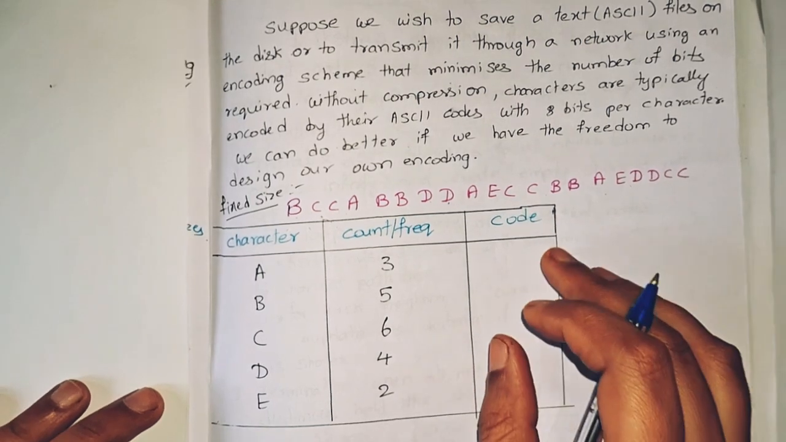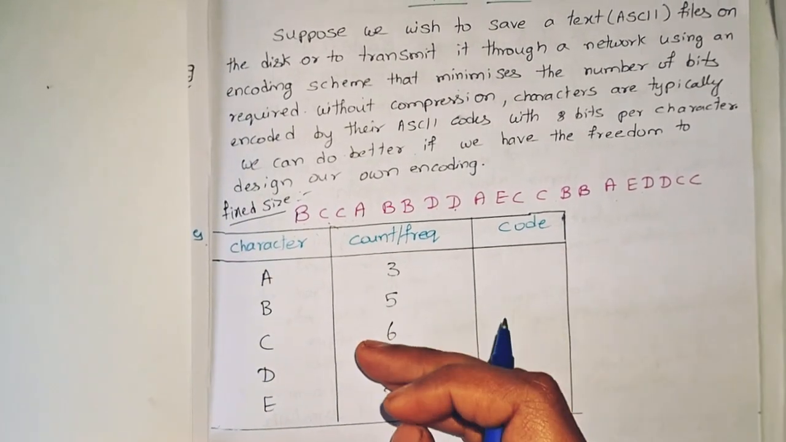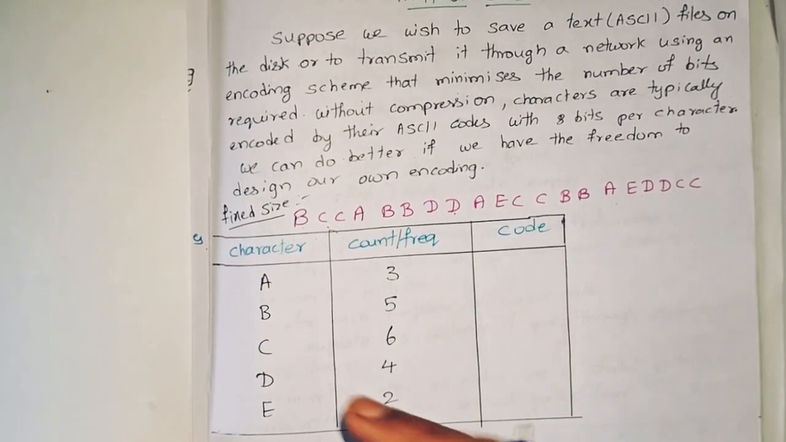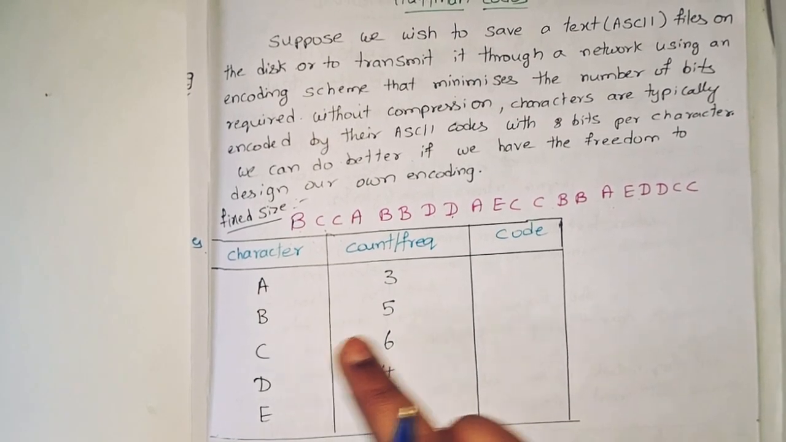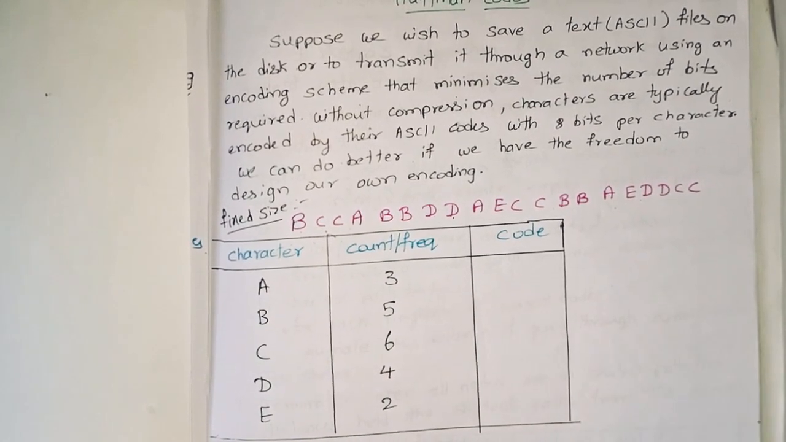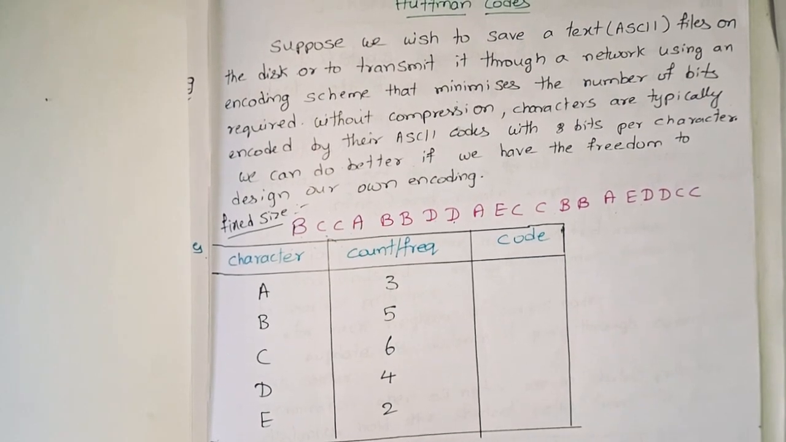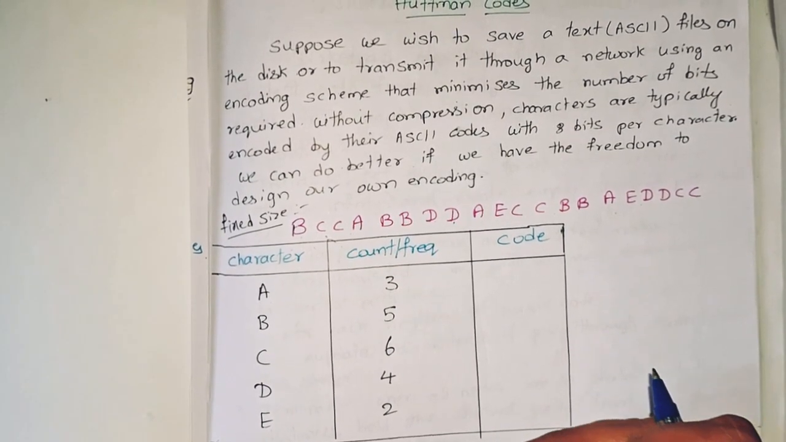Next we need to form the code. Normally the ASCII value of the character A is 65. But we are not using the predefined format, right? We are creating our own codes.